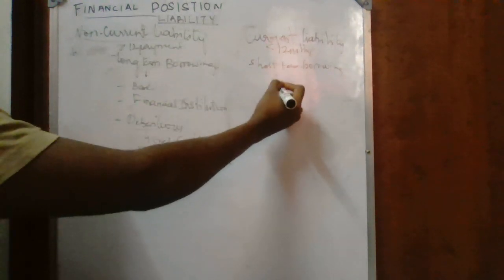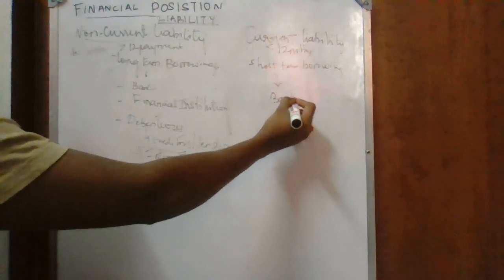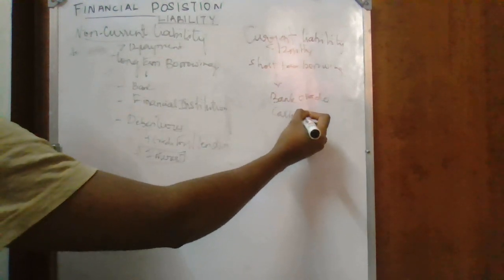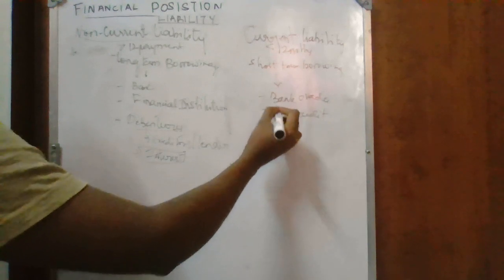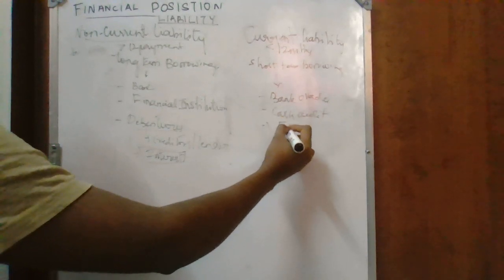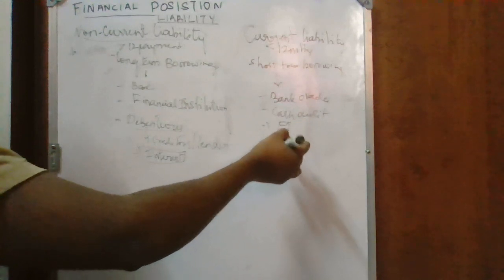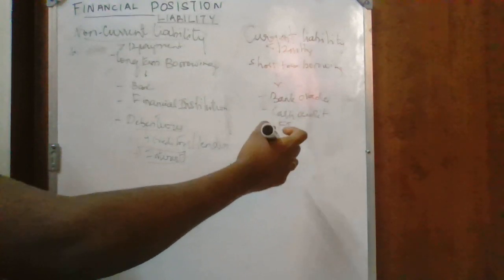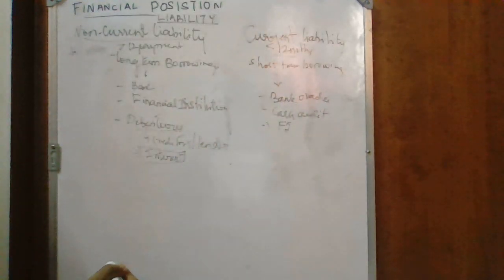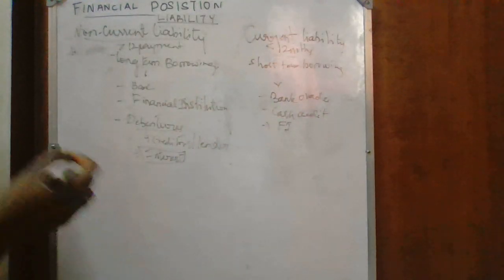Short-term borrowings will be in the form of a bank overdraft facility or cash credit facility, or you might have taken a loan from a financial institution for a specific need, for running the day-to-day business, which will be paid within 12 months. That will be classified under current liability.